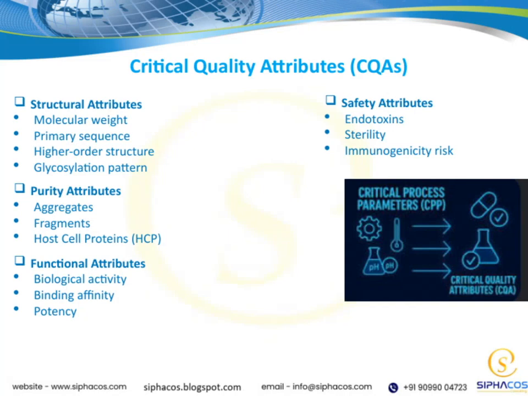When we talk about safety in biopharmaceuticals, several key attributes come into play. Endotoxins, sterility, and the risk of triggering an immune response are critical factors we monitor closely. Alongside safety, we look at critical quality attributes, things like molecular weight, the primary sequence of the protein, its higher-order structure, and glycosylation patterns. Purity is just as important, so we check for aggregates, fragments, and any leftover host cell proteins. Finally, functional attributes like biological activity, binding affinity, and overall potency ensure the product works as intended.